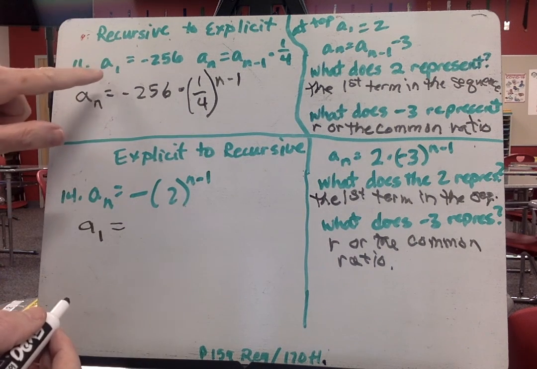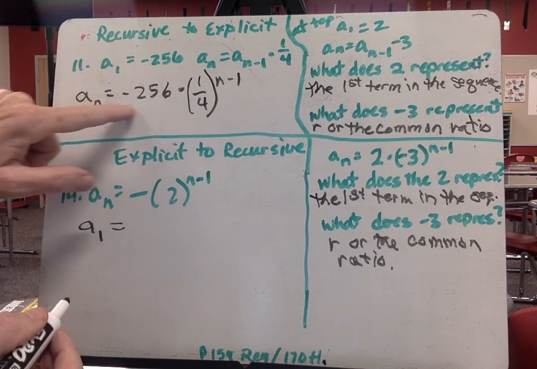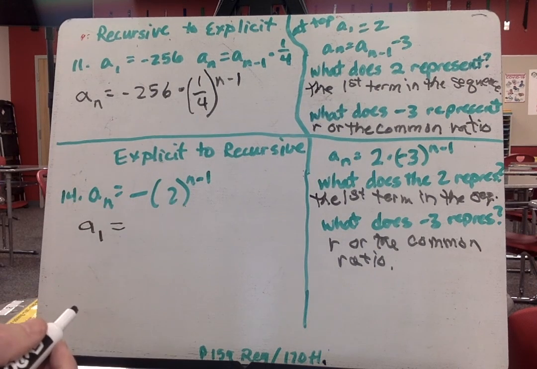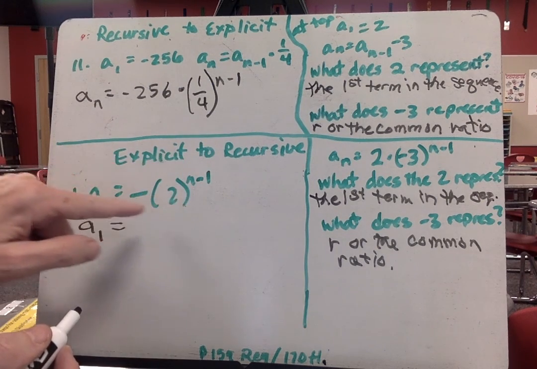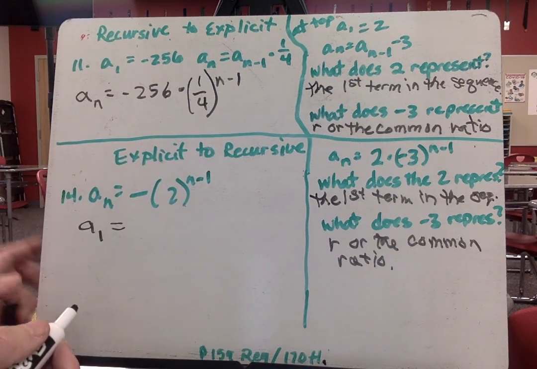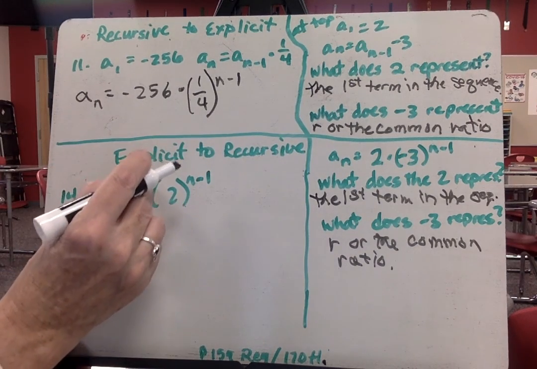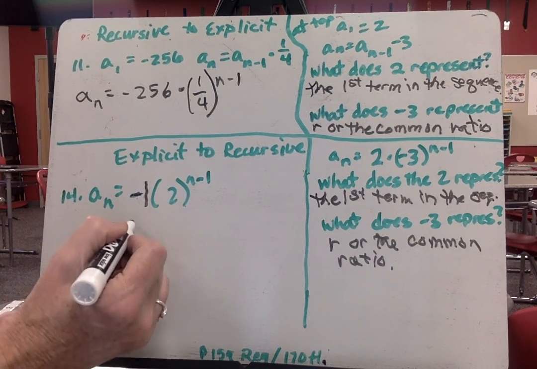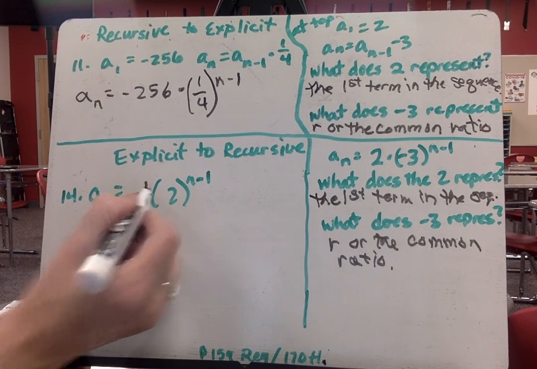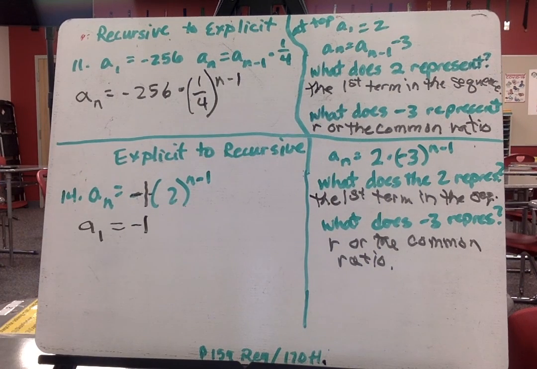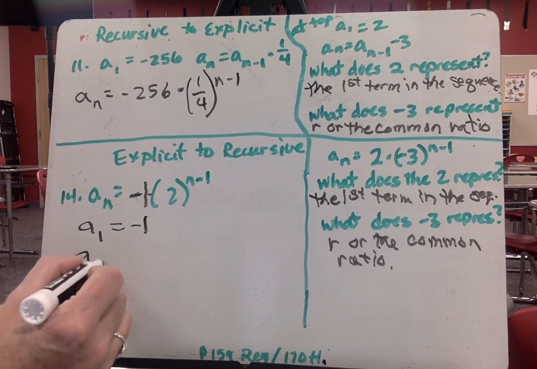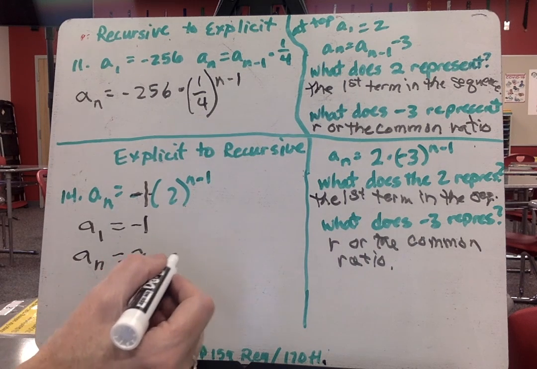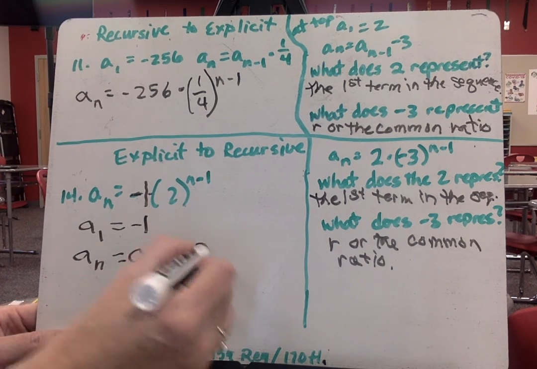See, with the recursive you have to name A1. So here is A1. But you're like, what does that negative mean? It means whatever you figure out what this is, then multiply it by negative, because exponents come first. So I'm going to put a 1, make that a negative 1 times all that. So A1 is actually equal to negative 1. Okay. Then we write our recursive formula, A_n equals A_(n-1) times 2.